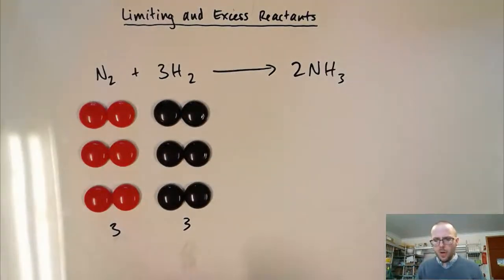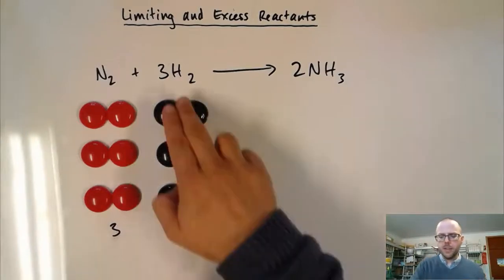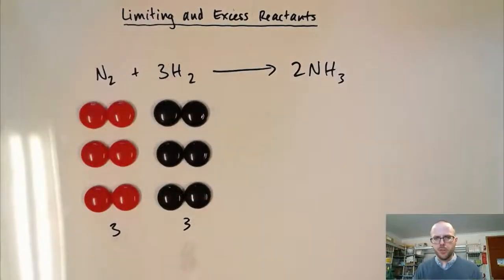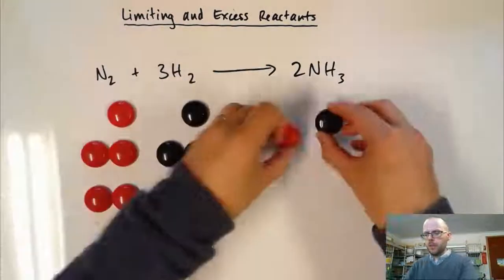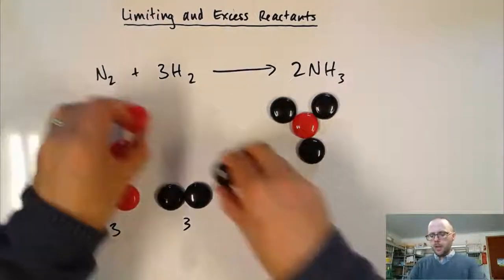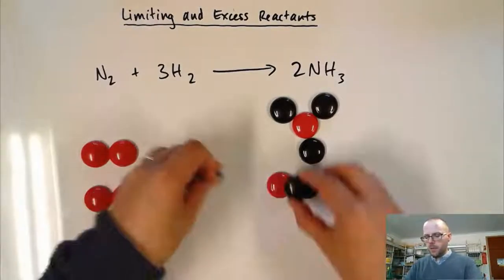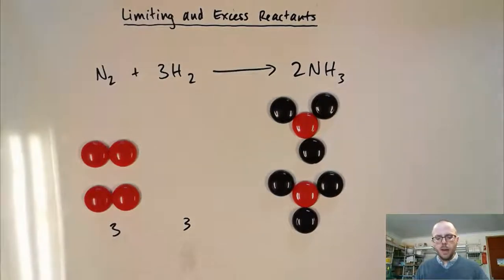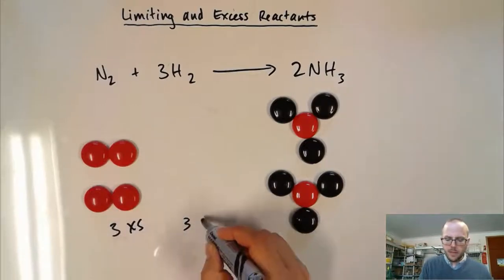And so, if I ask myself which one runs out first, I can see that I'm going to run out of hydrogen first before I run out of nitrogen. So let me show you that in action. Remembering that we're working with the same ratio as before, I do the same thing, and I have run out of hydrogen gas, and I have 2 molecules, or 2 lots of nitrogen left over. Excess and limiting.